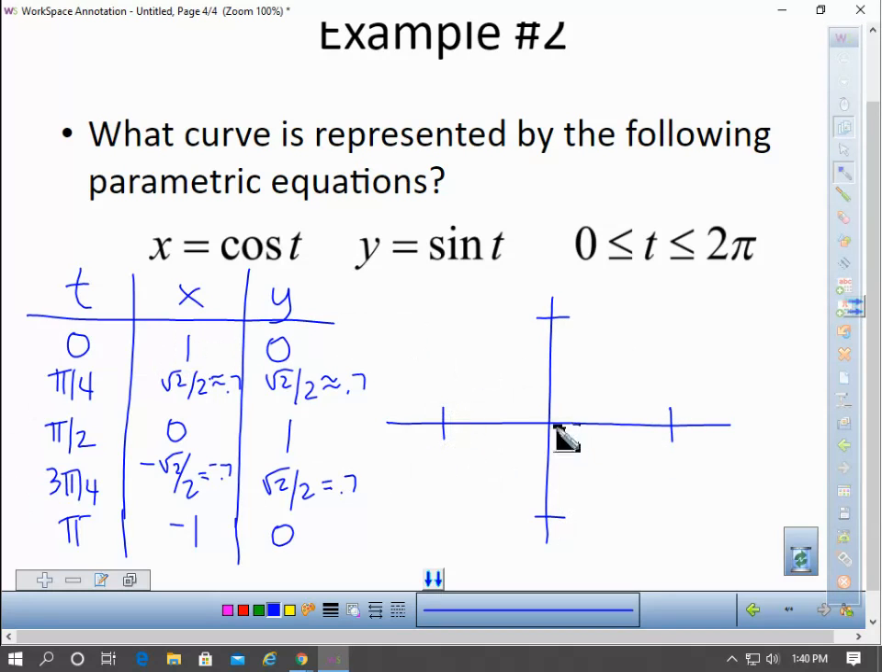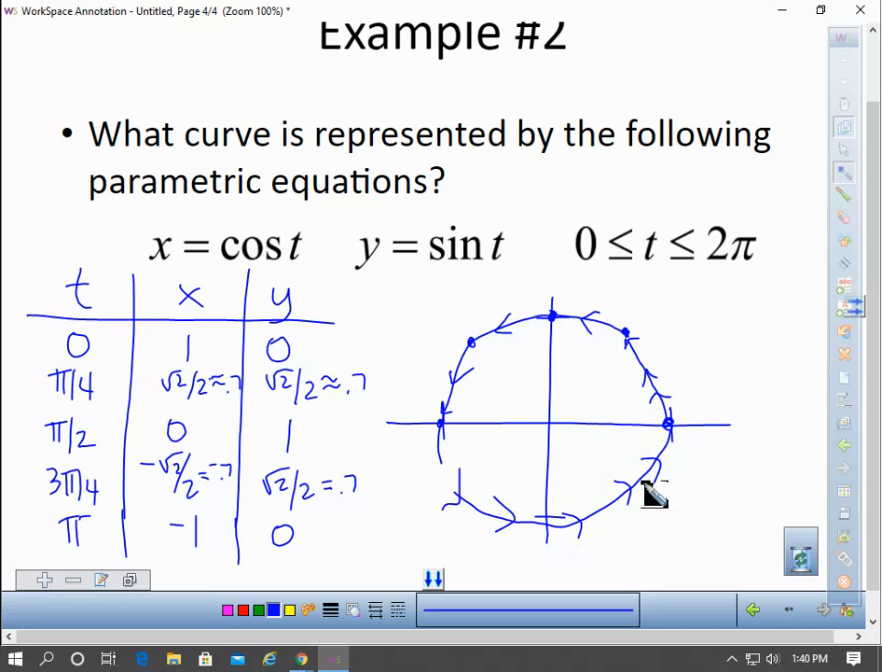So I'm at 1, 0, so I start here at 1, 0. And then I'm at 0.7, 0.7, so that would put me over 0.7, up 0.7, about here, and I'm moving in this direction. So I'm moving this way. And then the next one, I'm at 0, 1, and I'm moving this way. And then I'm at negative 0.7, positive 0.7, so here, and we're moving in this direction. And then I'm at negative 1, 0, so we can already tell as we're figuring this out that that's a circle. So this is going to end up being a circle where we're moving in this direction.